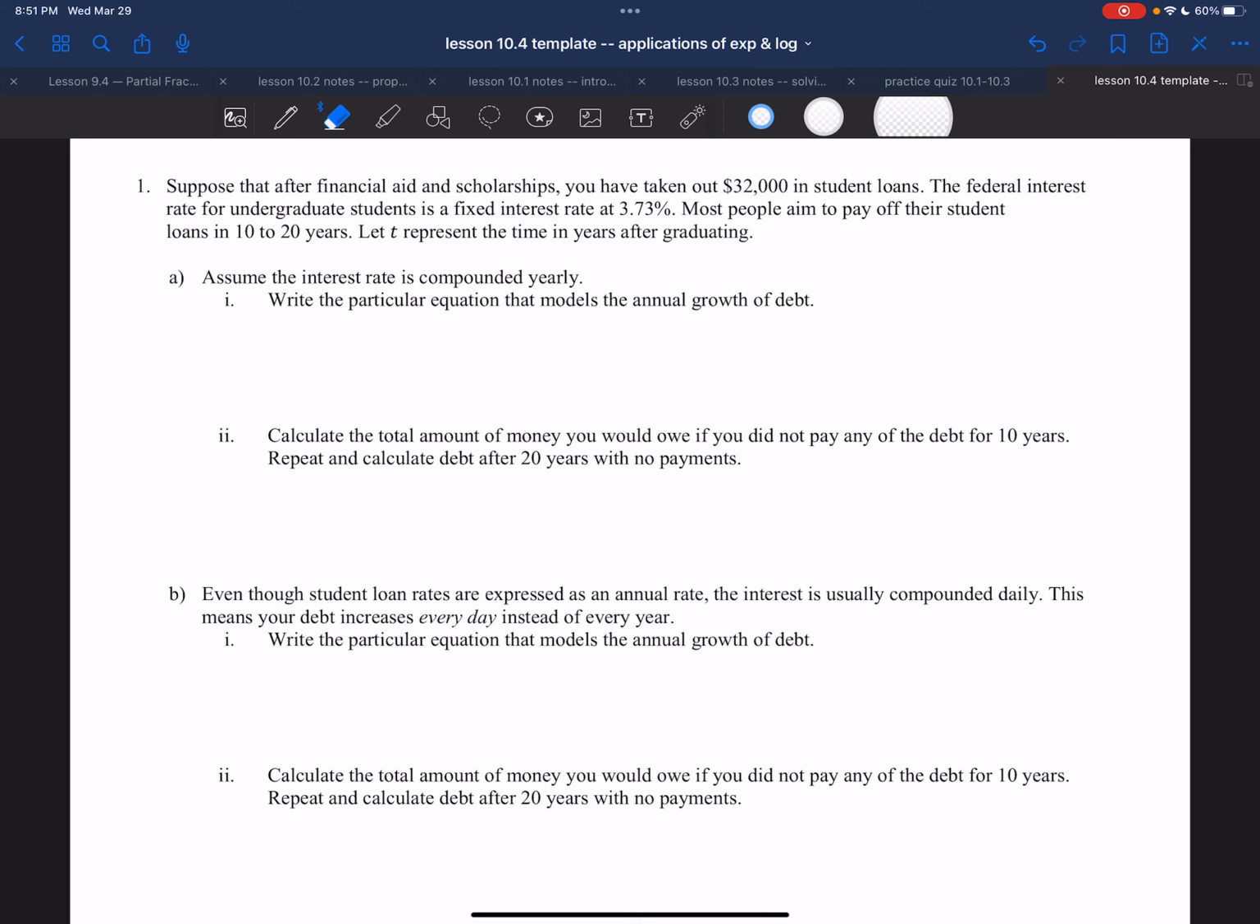The federal interest rate for undergraduate students currently, as far as I can recall, is 3.73%. And that doesn't change. It's a fixed interest rate.